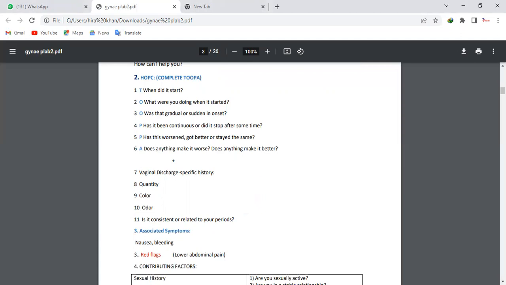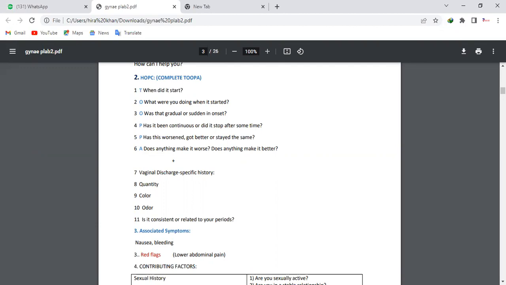You can miss the other top-up questions, like when did it start and how did it start, is it getting worse? You can skip these questions if you are lacking in time. But color, odor, and whether it is consistent or related to your periods, these questions are very important. And then you have to ask further questions, like, do you have any itching, do you have any other symptom?